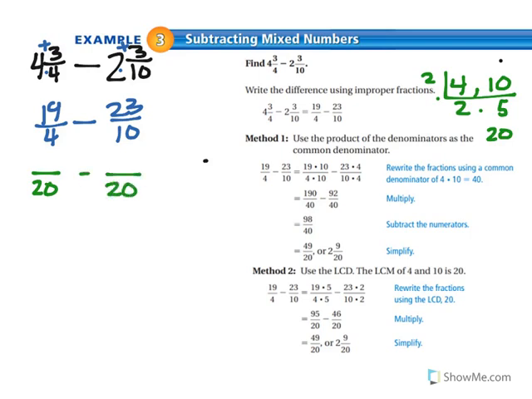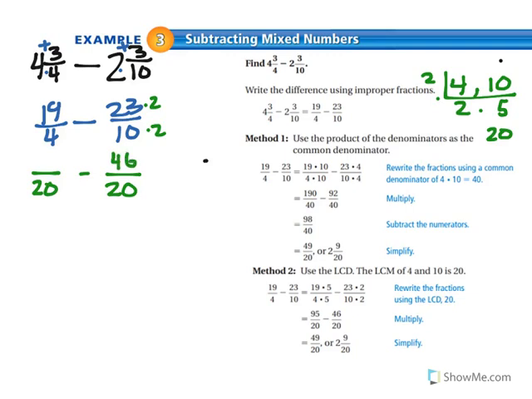I'm going to make these both over 20. So I'm going to multiply 10 by 2. That means I have to multiply 23 by 2. And so 23 times 2 is going to get us 46.